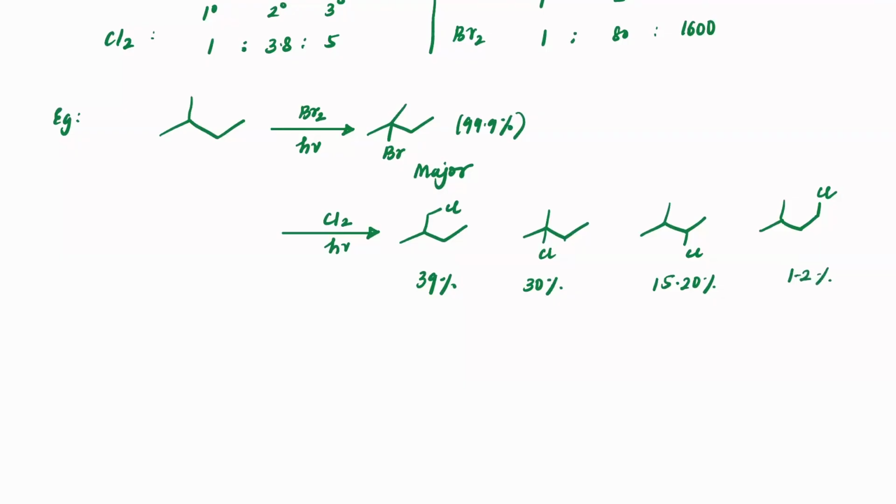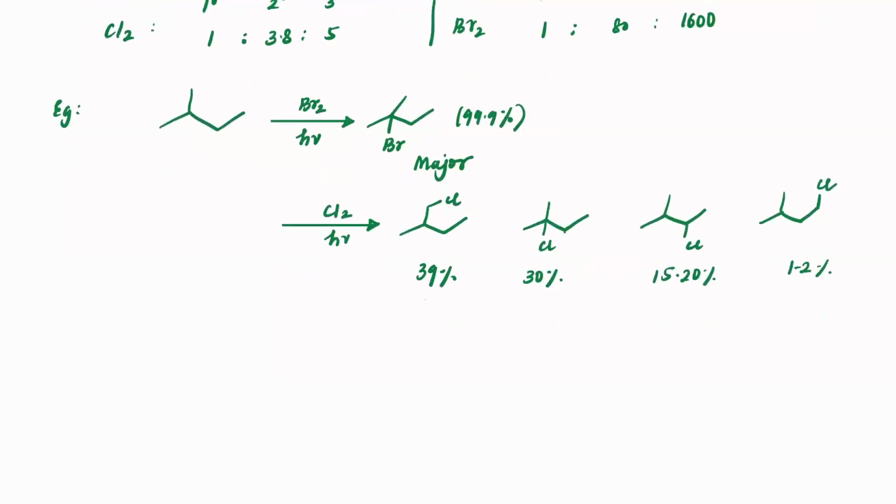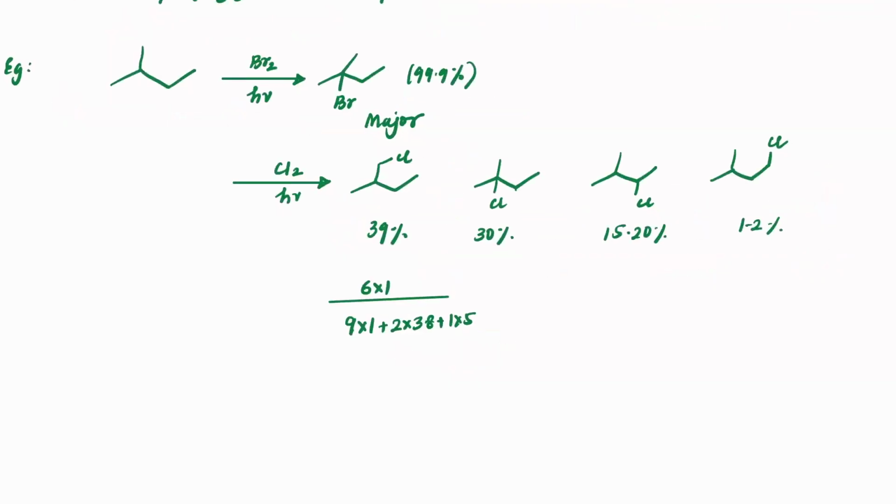Clear? So you can see, based on this, at the tertiary position we have only one hydrogen, and at the secondary position we have two hydrogens. So how do we usually calculate that? Here we have 6 into 1 hydrogens at those positions. So we will have a total of 9 primary hydrogens plus 2 into 3.8 plus 1 into 5. That is the percentage amount which you will get in the first case.